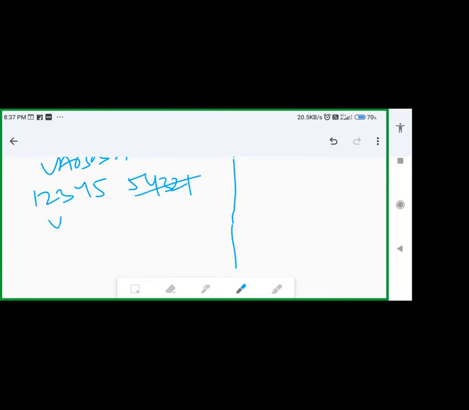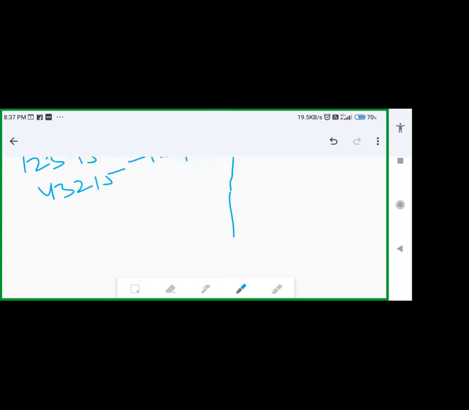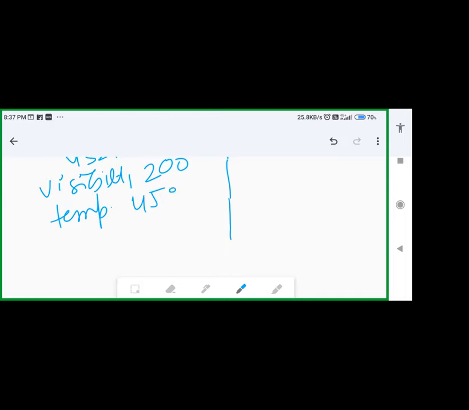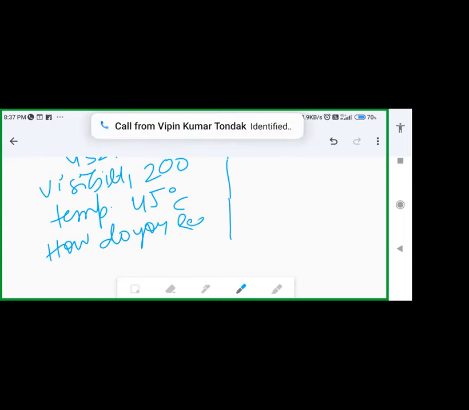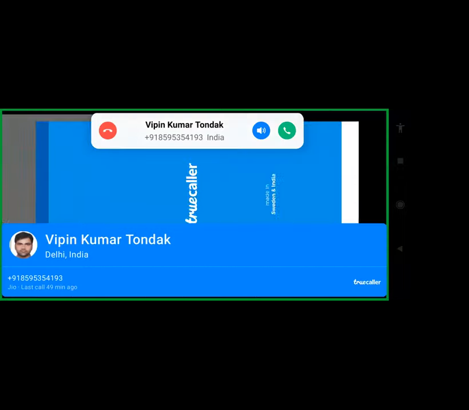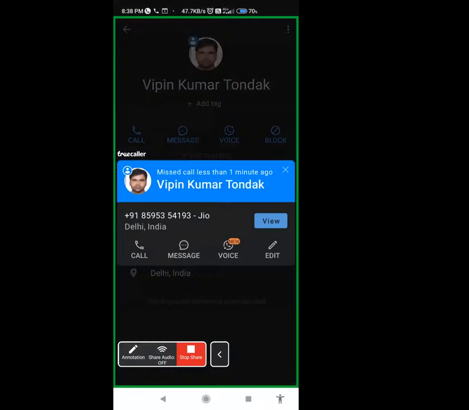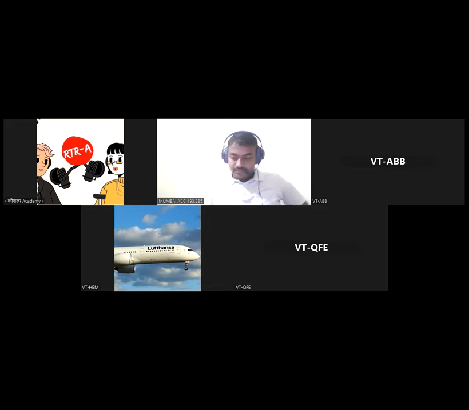1, 2, 3, 4, 5, 5, 4, 3, 2, 1. Correction. 4, 3, 2, 1, 5. Visibility 200. Temperature 4, 5 degrees Celsius. How do you read? Mumbai Control, Victor Tango, Hotel Echo Mike, on 1, 2, 3, 4, 5, 4, 3, 2, 1, 5. Visibility 200. Temperature 4, 5 degrees Celsius. Radio 5.